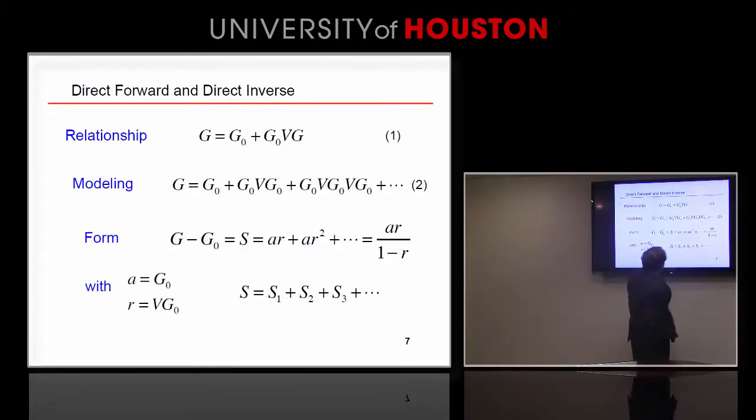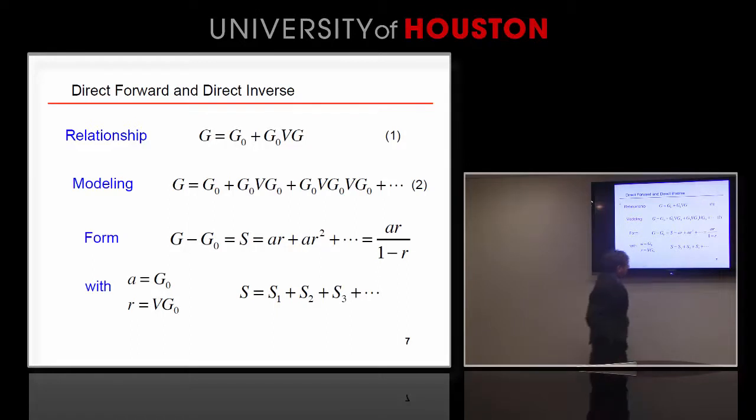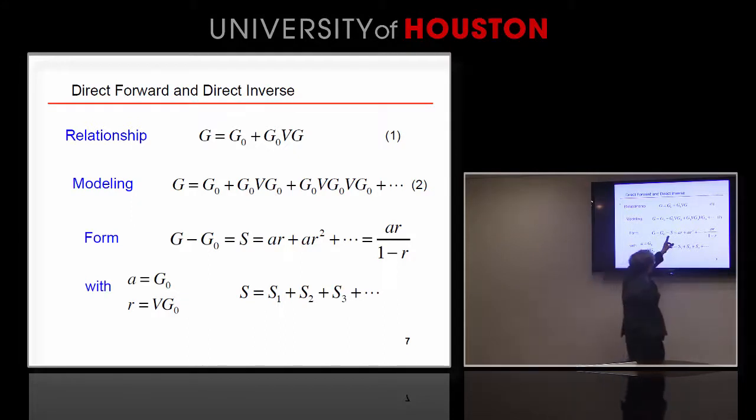V squared, and so on. Its form is geometric: a r squared, giving you a over 1 minus r, where a is G0 and the ratio r is VG0. So this sum has a term linear in r, quadratic in r, linear in V, quadratic in V. Just as this forward series is geometric in r, you can solve this equation for r in terms of s.